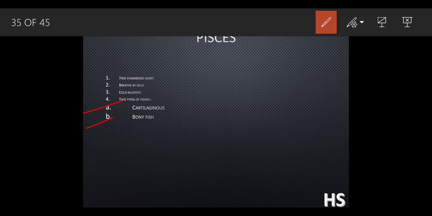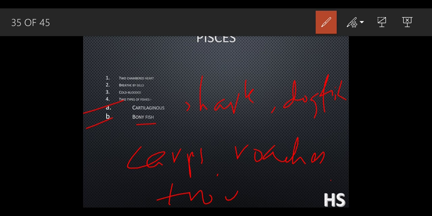Cartilaginous means whose skeleton is made up of cartilage, as in your nose tip and your ears. Ears do not have any skeleton because they are made up of cartilage. Same like that, there are some fishes which are made up of cartilage. Examples are shark, dogfish, and skates also. And bony fish means whose skeleton is made up of bones, like the inner side of our body. Examples are carps, roaches, trouts, etc.